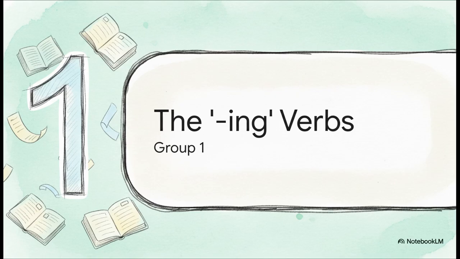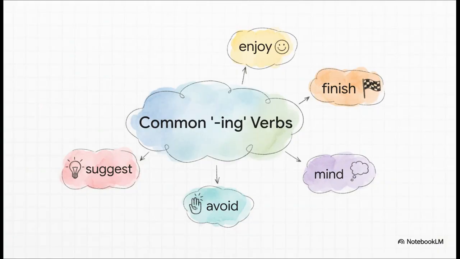So, let's start with our first group of verbs. These are the ones that are always followed by the ing form. You'll see that a lot of these verbs are about how we feel about things, like enjoying something or finishing something up. Here are a few really common ones from this ing group. We've got enjoy, finish, mind, suggest, and avoid. Let's see them in action.